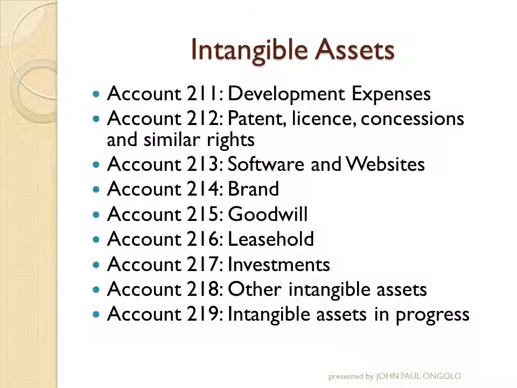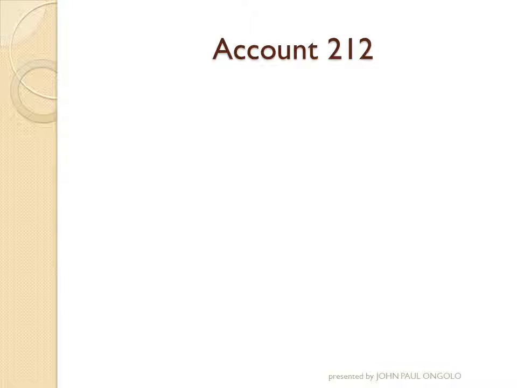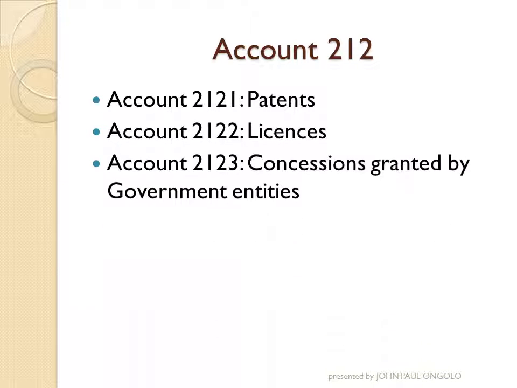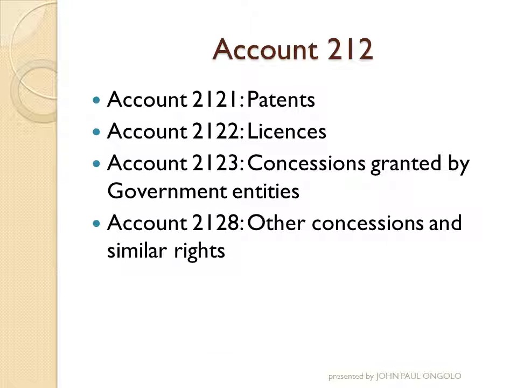This is the breakdown of account 2.1 intangible assets, and this particular video presentation will stress on account 2.1.2 patent, license, concessions, and similar rights. So let us have a breakdown of this accounting. Account 2.1.2 deals first with patents, secondly with licenses, thirdly concessions granted by government entities, and then other concessions and similar rights.